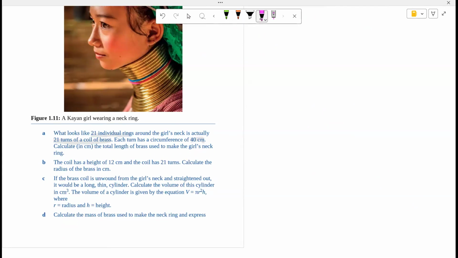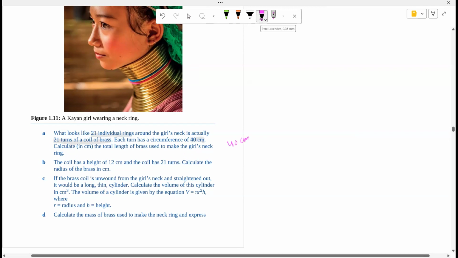So हम कैसे करेंगे? If one has the circumference of 40 centimeter, कितने rings है हमारे पास total? 21. So I'll multiply it with 21 to get the total length of it. So 21 times 40 is 840 centimeter. यानी अगर हम इस पूरे ring को straighten up and get the length of it, so this would be 840 centimeter.